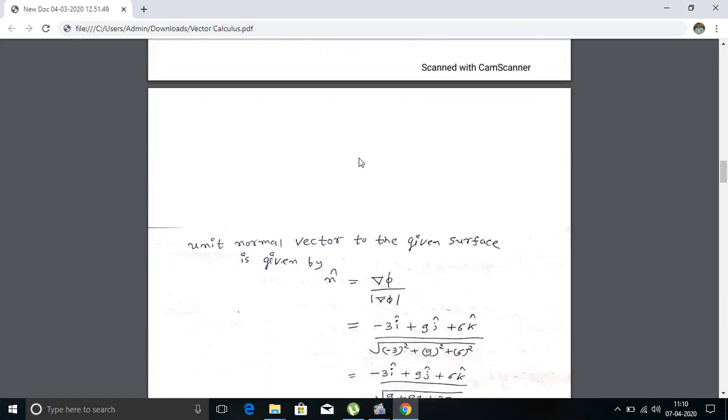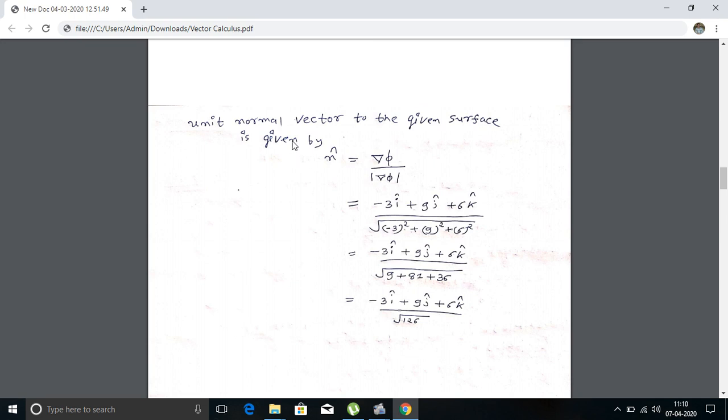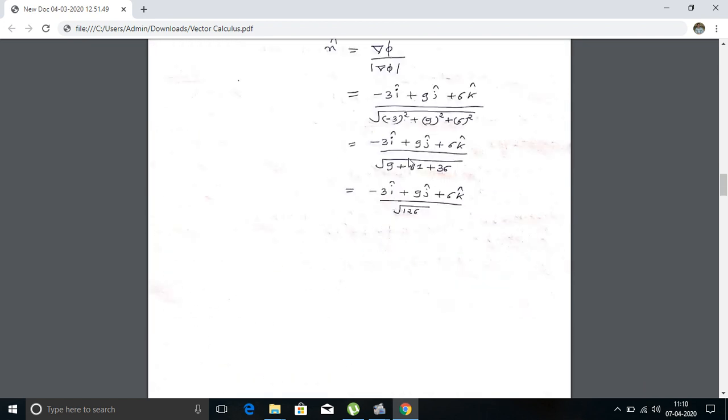So you know how to find unit vector. For unit vector, suppose here unit vector is denoted by n cap, that is equal to vector divided by its magnitude. This is the definition of unit vector. So grad phi divided by its magnitude. Clear? So we have already found grad phi, that is -3i + 9j + 6k. So written over here, divided by its magnitude, so it is under root (-3)² + 9² + 6².